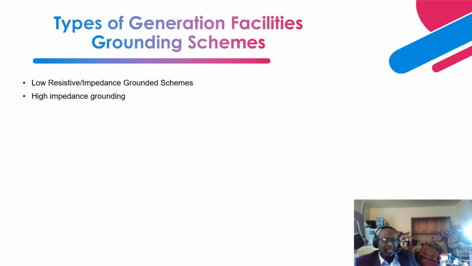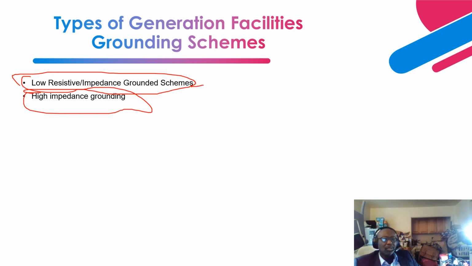Now let's talk about the grounding schemes that can be applied to generation facilities. The first is the low resistance or impedance scheme, and the other is the high impedance scheme. For smaller generation facilities, the low impedance resistive grounding scheme is used, and for bigger generators and larger generation facilities, it is the high impedance grounding scheme.